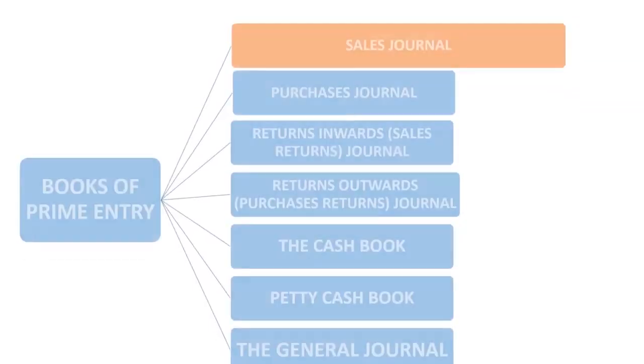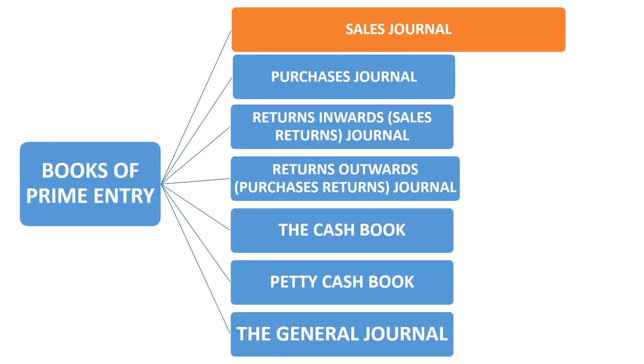We have been doing books of prime entry, or call them books of original entry, for quite some time now. And in this session, we are going to do the very final one, which we are calling the general journal. But before I get into the general journal, I would like to give you an overview of all these books of prime entry that we have been doing in our previous sessions.